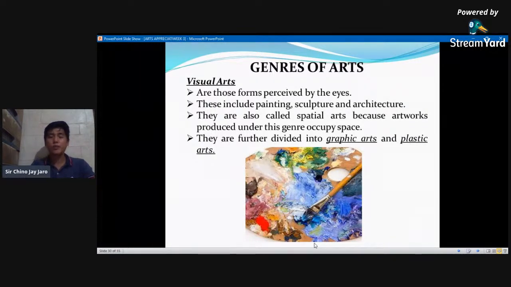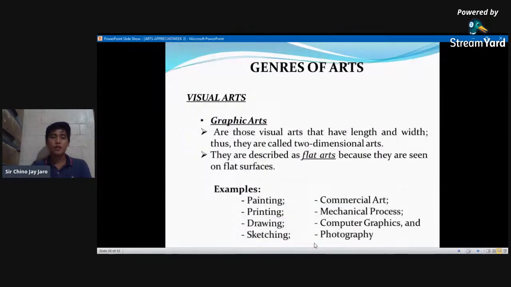Itong mga artist nito may tinatawag nating spatial intelligence kasi nga sila ay mahusay pagdating sa arts, spatial, no? Magaling sa imagination, creation, the production of artworks. No? So they are further divided into graphic arts and plastic arts na sinabi na rin natin kanina. Okay? Let us proceed to the graphic arts under the visual arts.